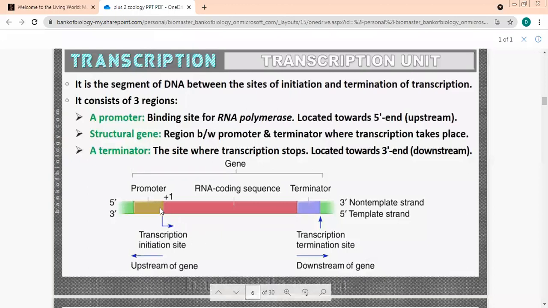So this is your promoter. What is going to bind at this area, children, so that this process is promoted? RNA polymerase. I said that this is the place where transcription actually takes place. And here, this is the terminator. This is the transcription termination site. This is the transcription initiation site. The process is going to start from here.